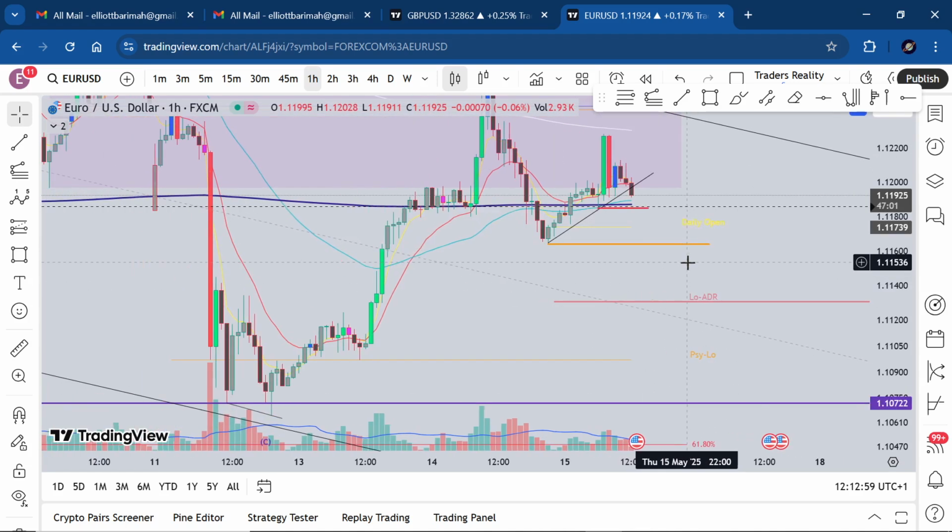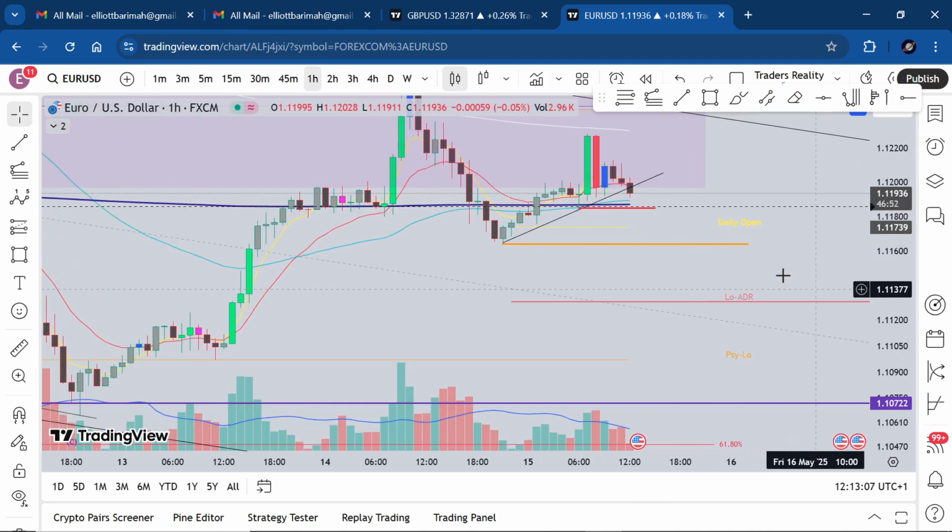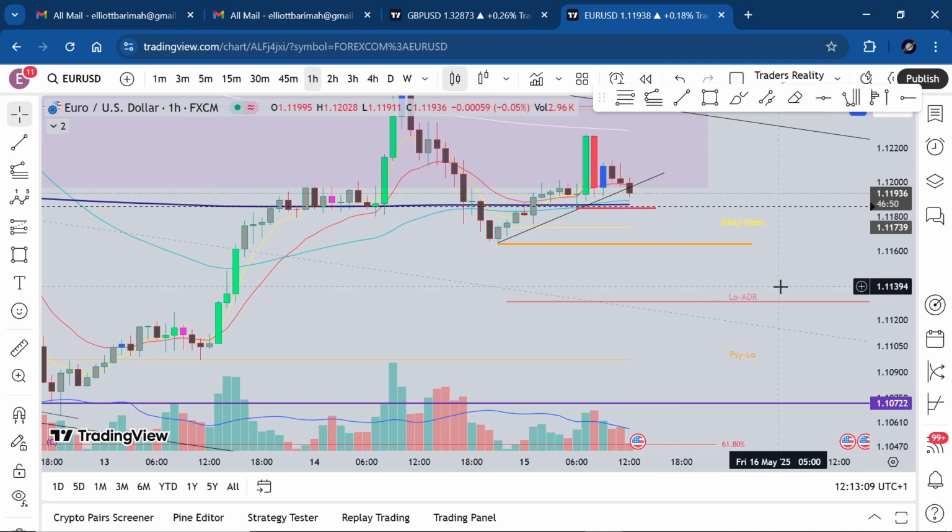I'm forecasting a move all the way down. Not to say that all of the move down is going to happen today. It won't. It most likely won't. But we should get a significant move to the downside. Not to mention this trend line that we've built up here.